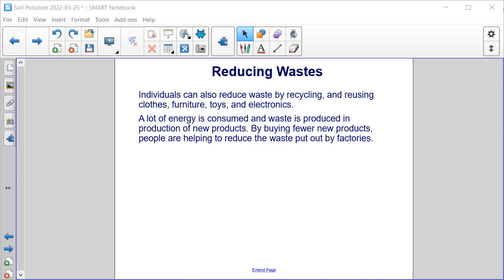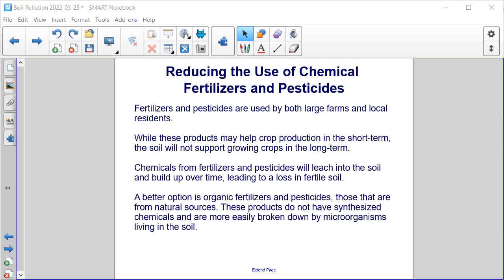Individuals can also reduce waste by recycling and reusing clothes, furniture, toys, and electronics. A lot of energy is consumed and waste is produced in production of new products. By buying fewer new products, people are helping to reduce the waste put out by factories.